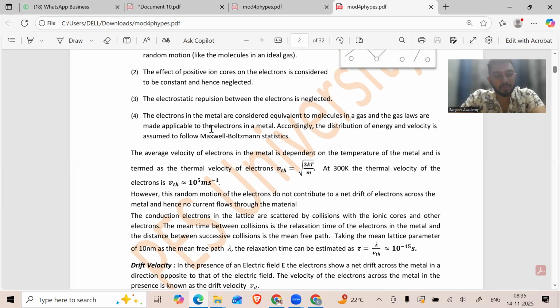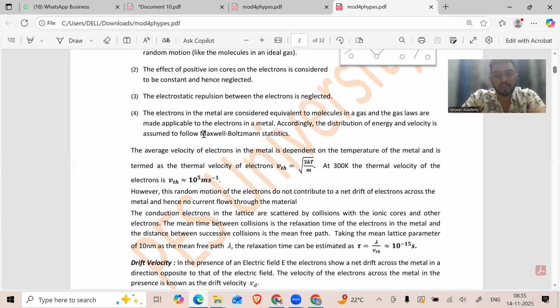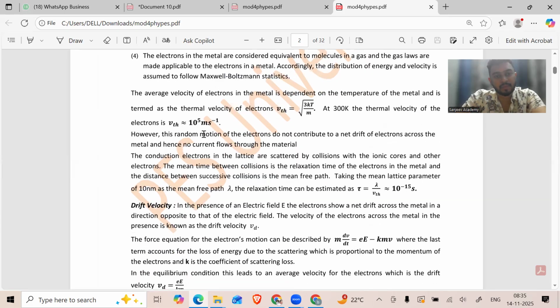And one more thing: electrons obey what? This also you have to highlight. Maxwell-Boltzmann statistics. Just write it down: electrons obey this, because at the end of the day we need these key points. I hope you understood the classical free electron theory assumptions. Simple explanation.